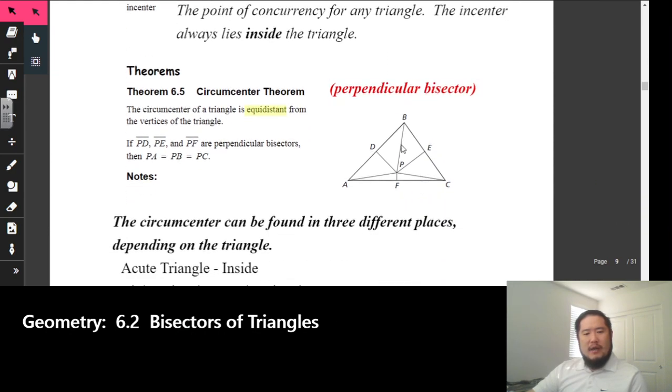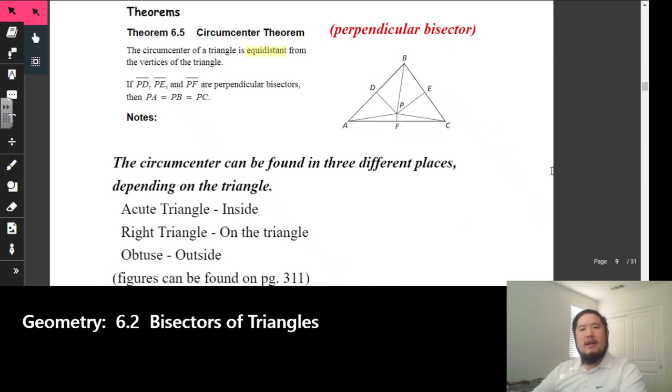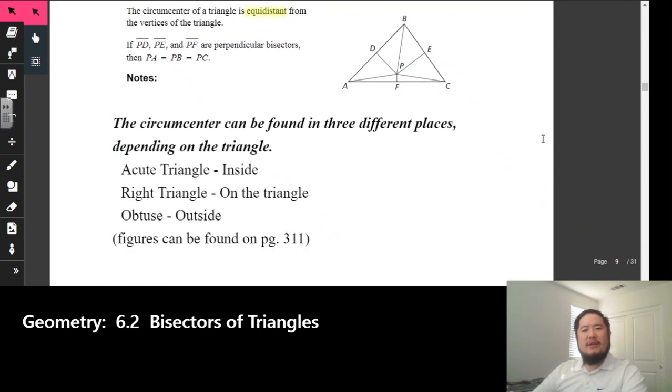So as we move along, the circumcenter can be found in three different places, and it depends on the triangle. If you have an acute triangle, the circumcenter will be on the inside. If it's a right triangle, it's actually on the triangle. And if it is an obtuse triangle, then the circumcenter will be found on the outside. Now, if you take a look on page 311, you will be able to find diagrams that I'm going to show you right now.